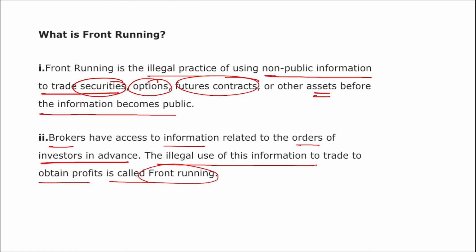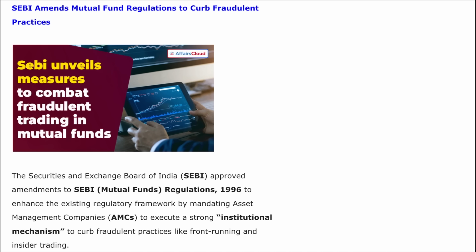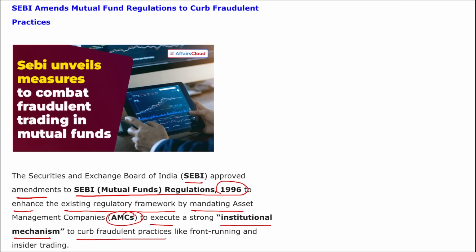Right? So, in order to curb such practices of insider trading and front running, MNCs are guided by SEBI that they should work upon this and execute a strong mechanism. They should come up with a strong framework where such things don't happen. SEBI approved the amendments to SEBI Mutual Fund Regulation 1996 to enhance the existing regulatory framework by mandating asset management companies to execute a strong institutional mechanism to curb fraudulent practices like front running and insider trading.